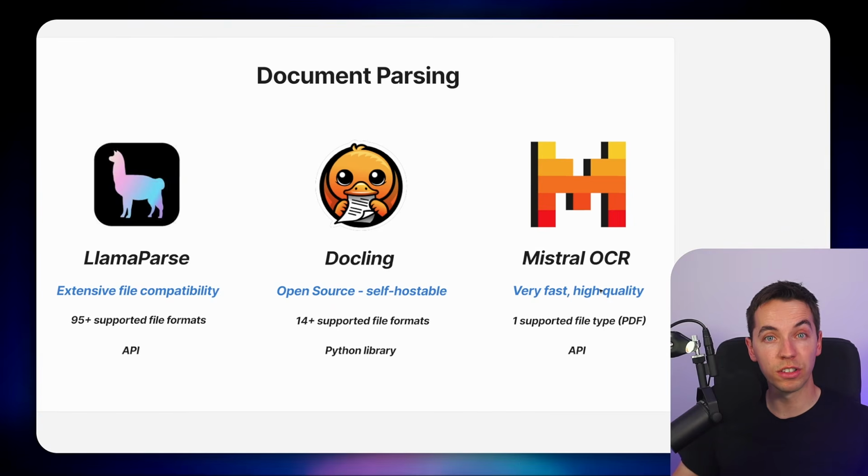Finally, we have Mistral OCR, which we've covered more than once on this channel. It only supports PDF file types, but it is very fast, pretty high quality, and quite affordable, and also very easy to integrate with. This is still a service I recommend, so we will be touching on that later on.